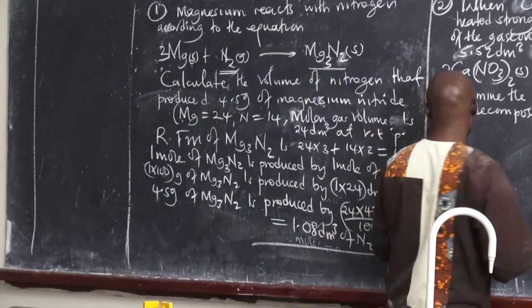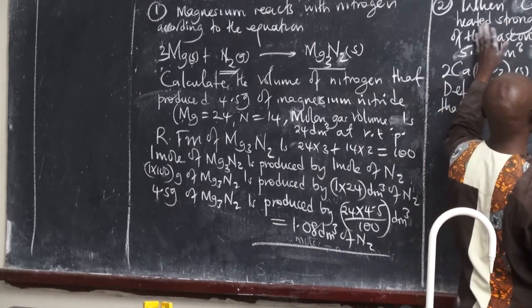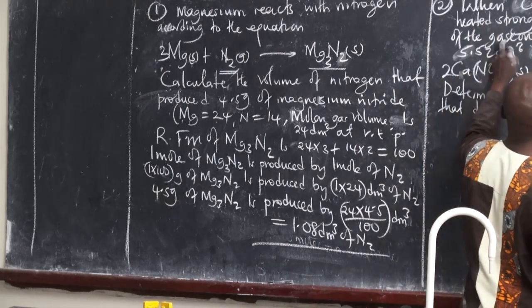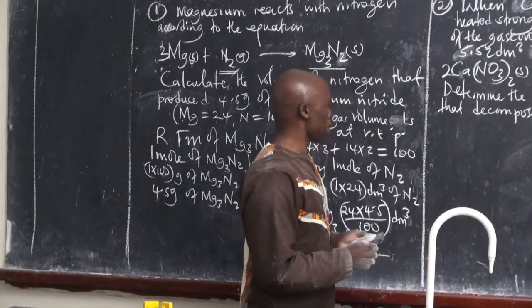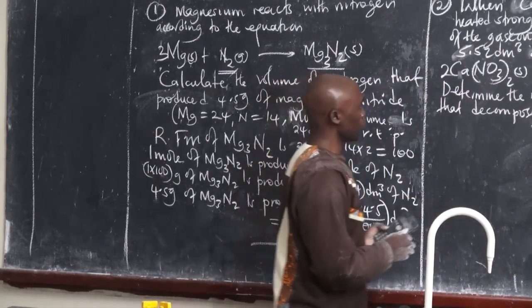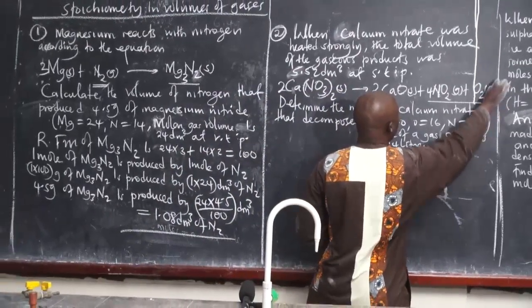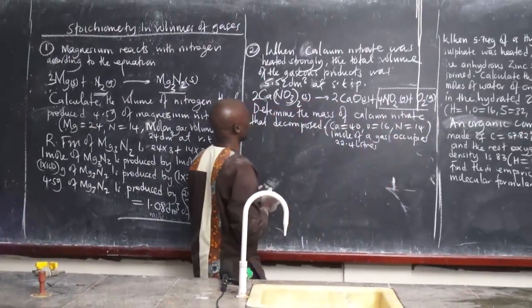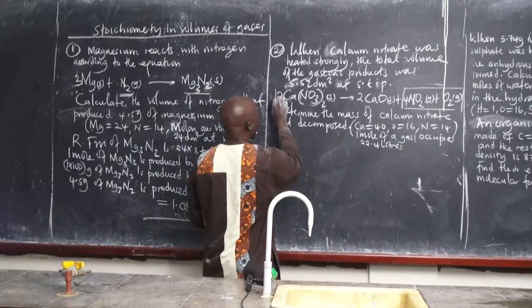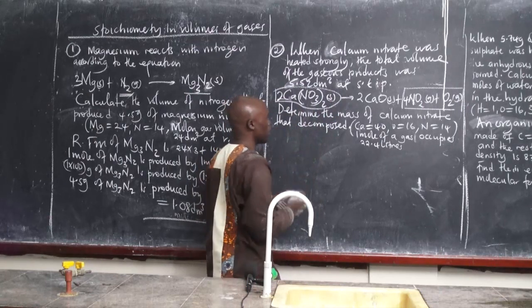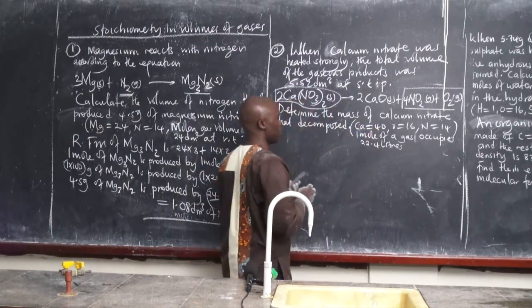Let's look at this question next, number 2. When calcium nitrate was heated strongly, the total volume of the gaseous products was this, at STP. Now, they are talking about the total volume of the gas. There are two gases, so we are going to relate the two. Determine the mass of calcium nitrate. Since they want its mass, I have to look for the RFM of calcium nitrate.